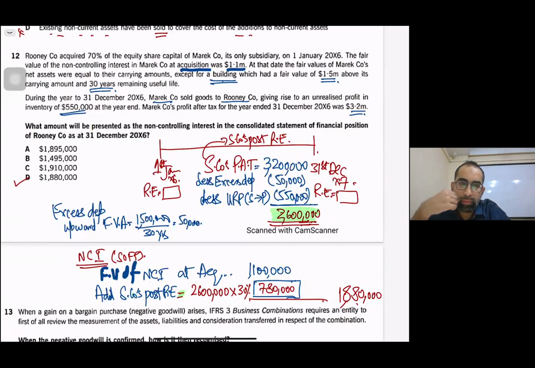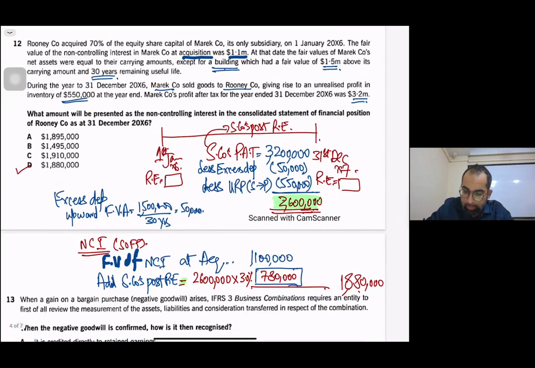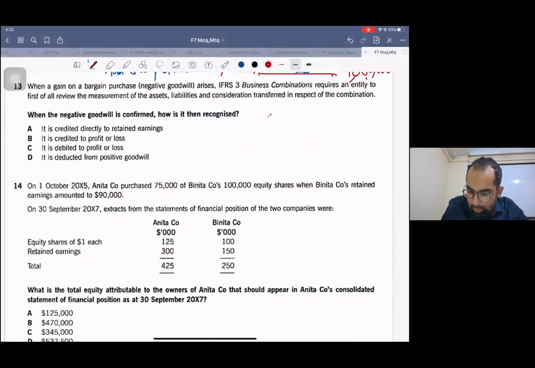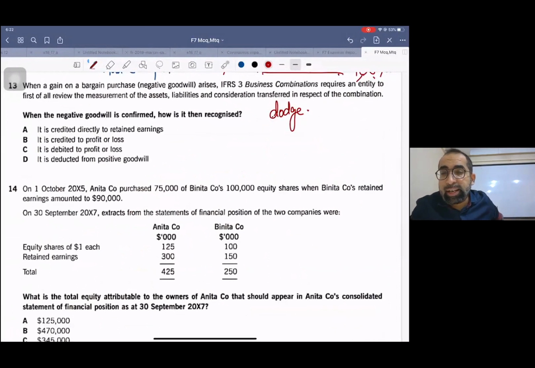You got it? You understood this story? Okay, now moving towards question number 13. Yes, it's a dodge. The easiest question, but dodgy. There is a dodge in this question. My dear student, hope you remember the thing: gain on bargain purchase, the negative goodwill.